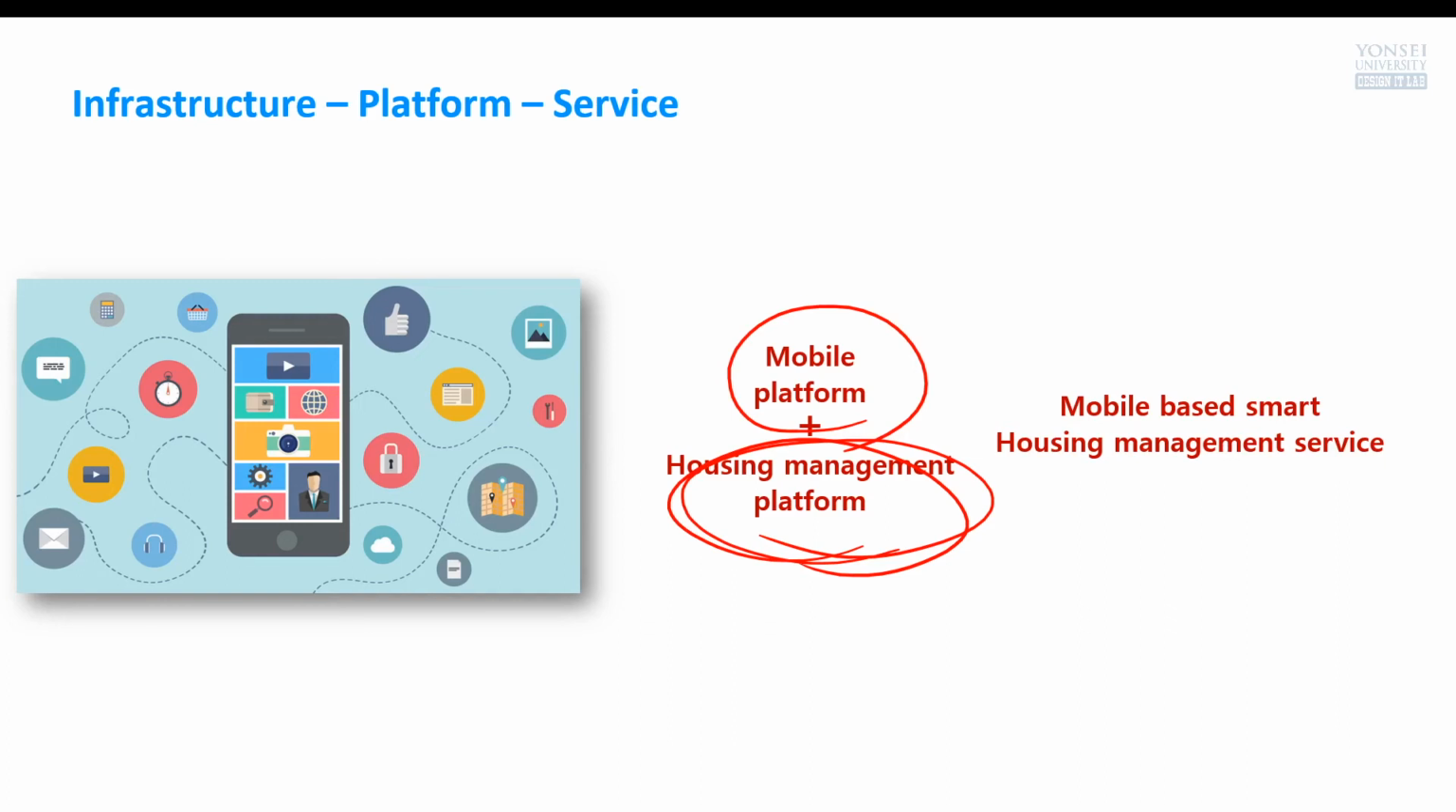For example, you can send a message to your mom: Okay, I forgot to turn off the gas. Please turn off the gas if you are at home. That kind of messaging is the fundamental function of that messenger service. But what if you can control your refrigerator, air conditioner, gas, and outdoor devices by using your smartphone, the KakaoTalk app, something like that? They are mobile-based smart housing management services, right?